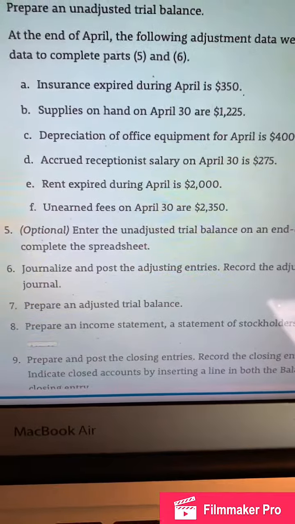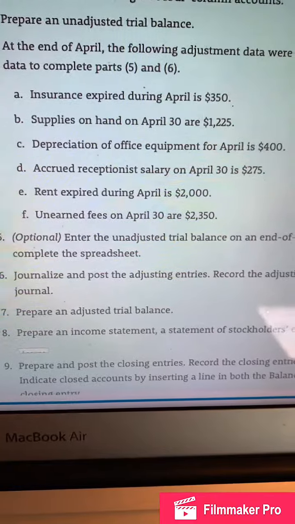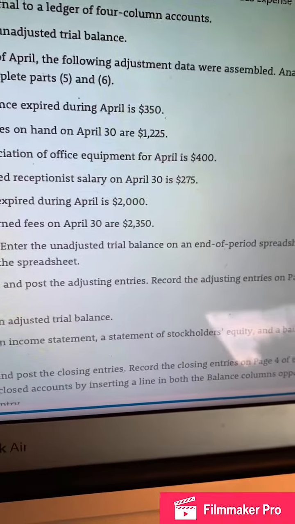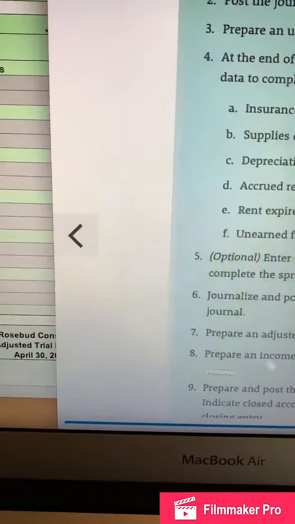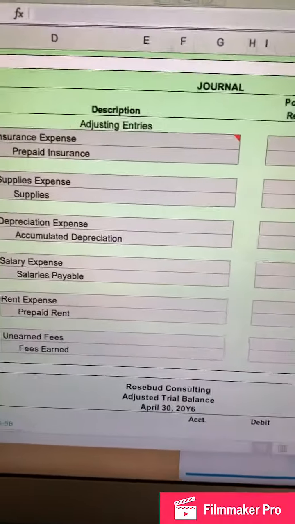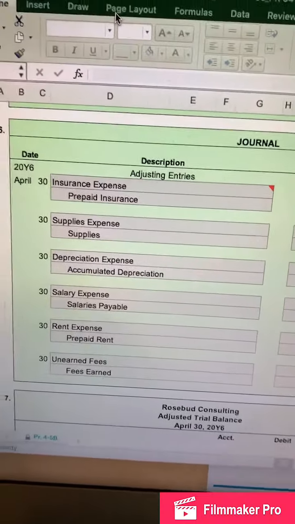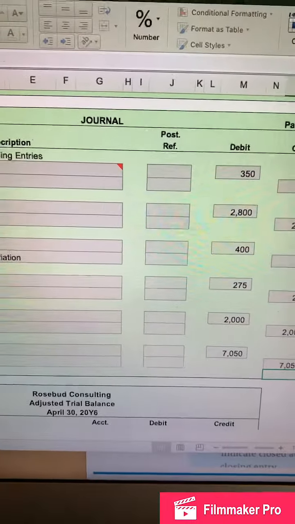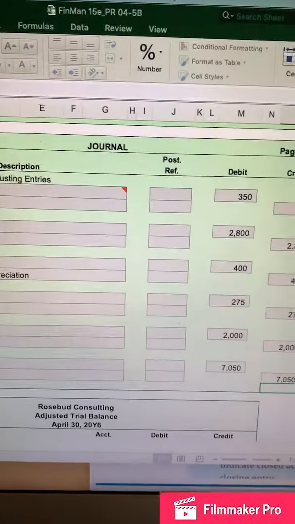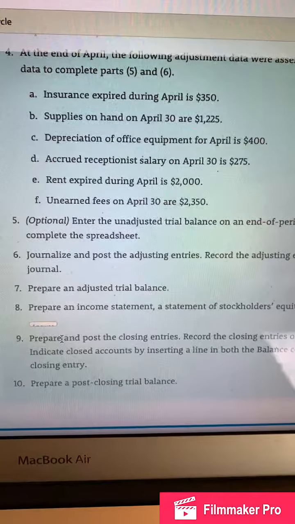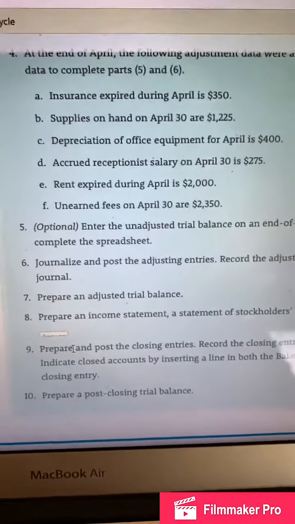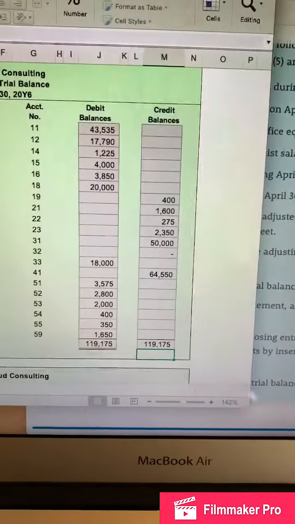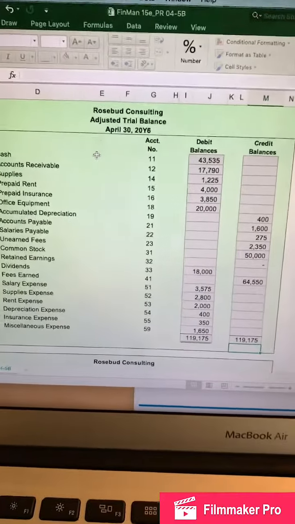So I'm looking at number 6 there, journalize and post the adjusting entries, record the adjusting entries on page 3 of the journal. So right here are the entries, adjusting entries, and those are the values. Keep in mind, this is for 4-5B. Next, I'll do number 7. It says prepare an adjusted trial balance.